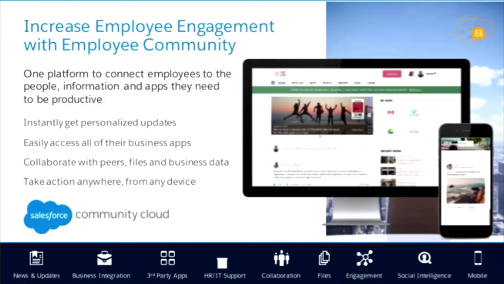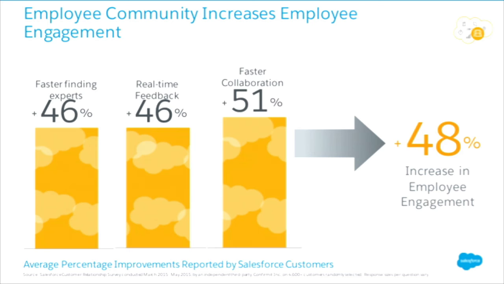What's more, employee community is built on the Salesforce Customer Success Platform, which means that your community is built on one scalable, trusted platform and completely integrated with your Salesforce and third-party data. Our customers see big improvements in implementing employee community, including a 46% increase in finding experts, a 46% increase in real-time feedback, and a 51% increase in faster collaboration, resulting in an overall 48% increase in employee engagement.